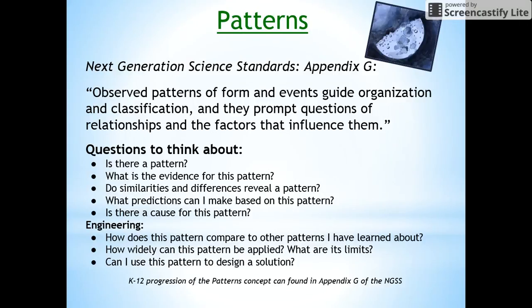Patterns. Patterns is the first CCC. We know that patterns are found everywhere. Scientists need to recognize and find patterns because they help to make sense of nature, like the changing of the seasons. Patterns can be found in different forms like shapes, structures, and events. They are important in both science and engineering.